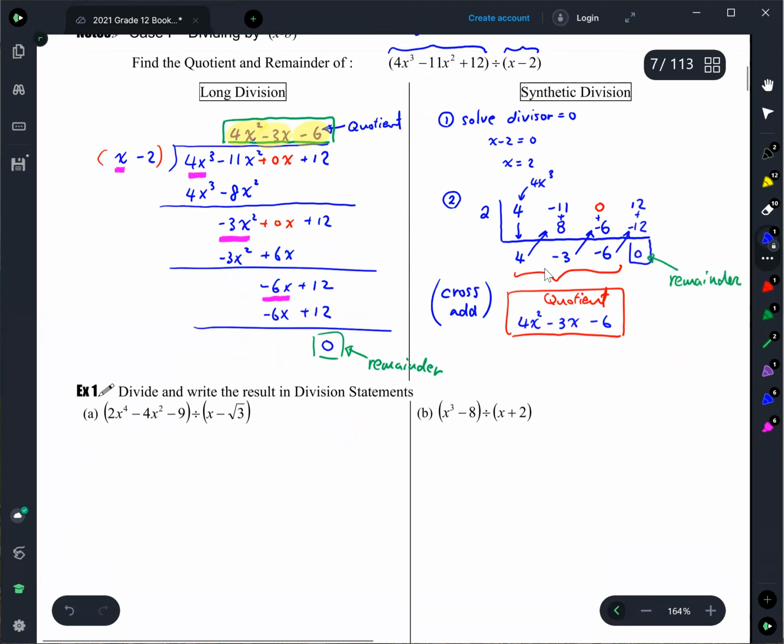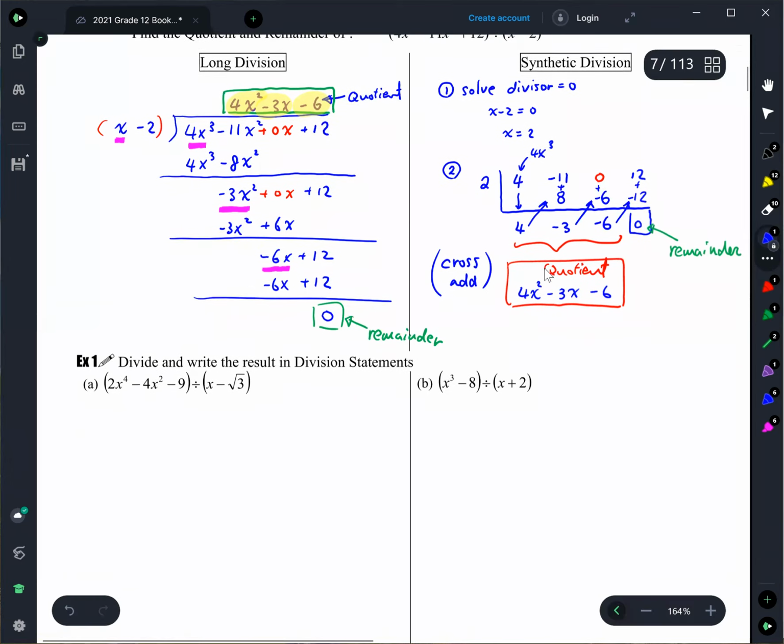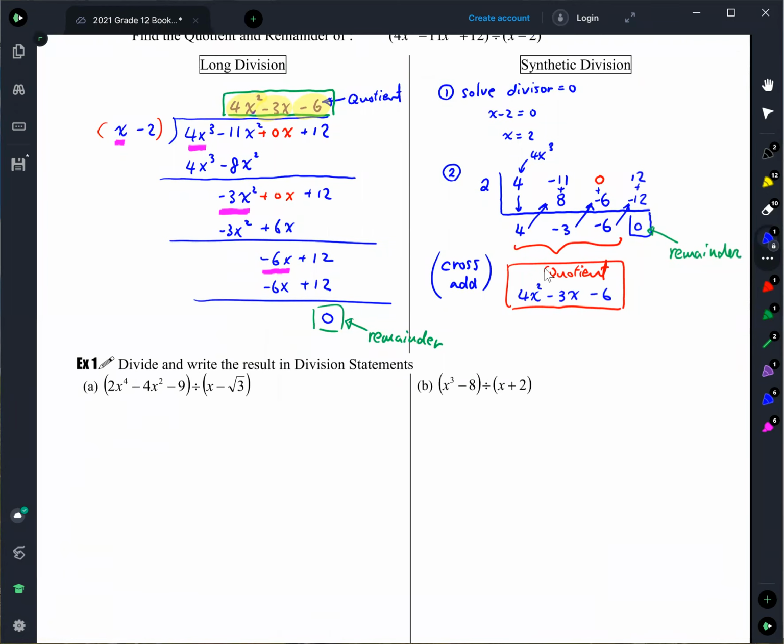Right, so we're gonna practice, okay? Practice just the synthetic, because synthetic is the one we're gonna use throughout the chapter because it's faster, okay? So here we have two questions. Question A has a root, but don't worry about that, right? It's treated the same way, even though it has a square root.